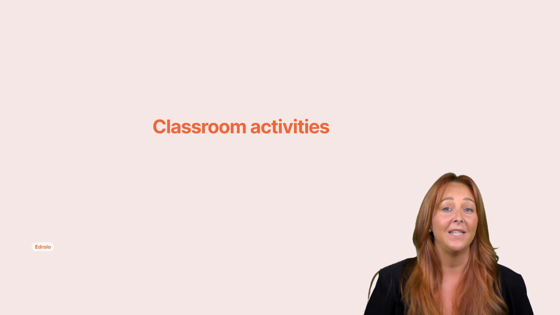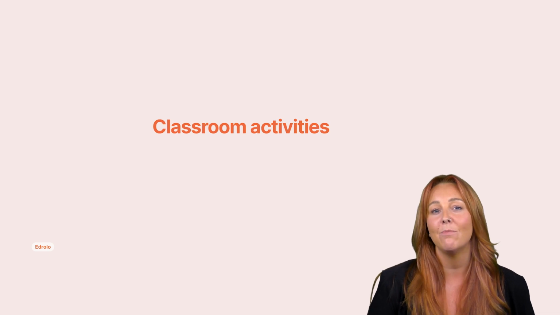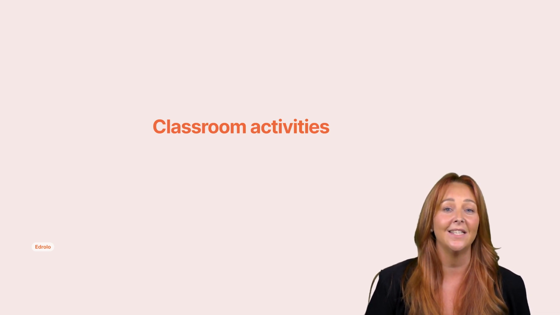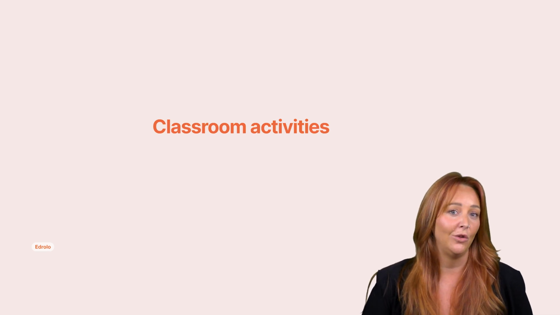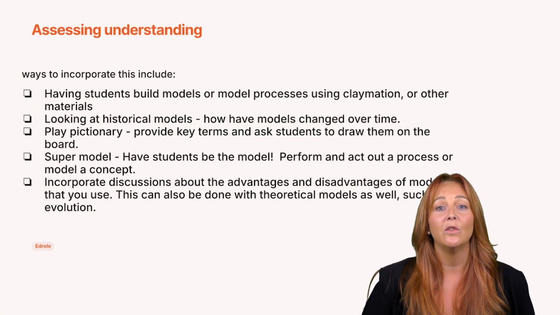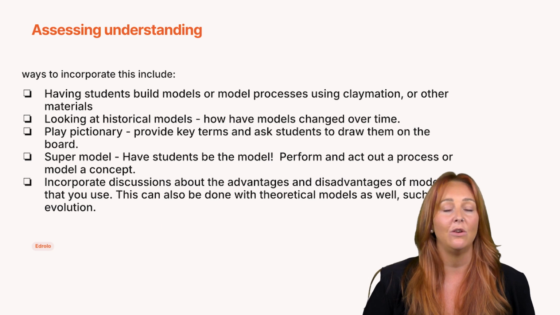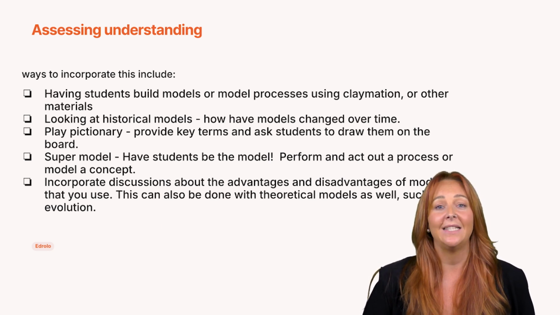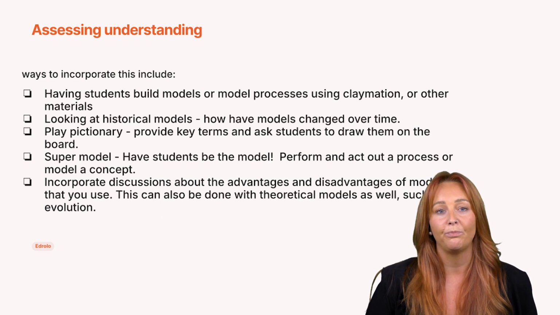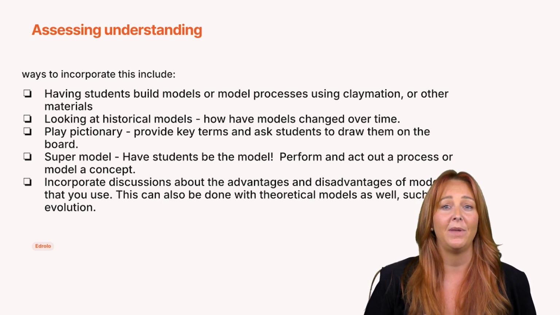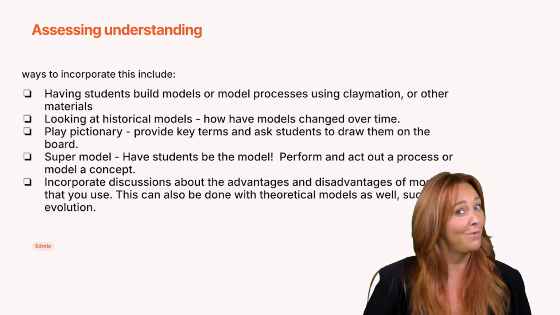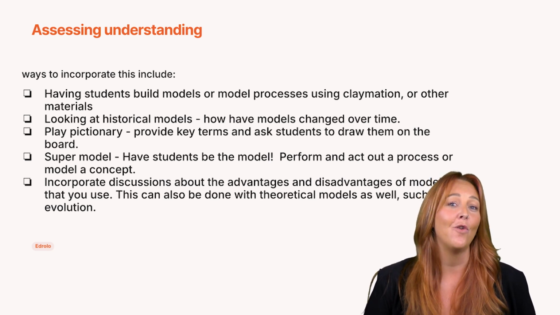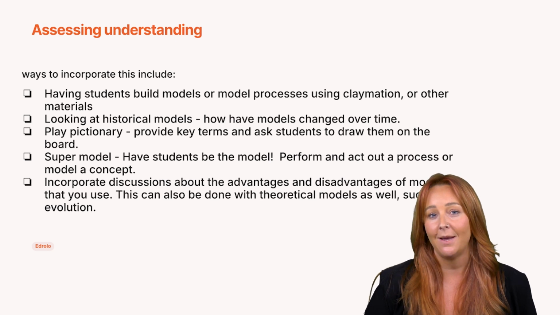Classroom activities can help teachers see what students are thinking and provide an opportunity for students to discuss and reason with scientific ideas. So a few ways to incorporate this include having your students build models of model processes using claymation or other crafts materials, looking at historical models. How has the atom changed over time, for example? You could play Pictionary, have students pick a key term out of a hat and then draw that key term on the board. Or Supermodel, have students be the model, perform and act out a process or model a concept.